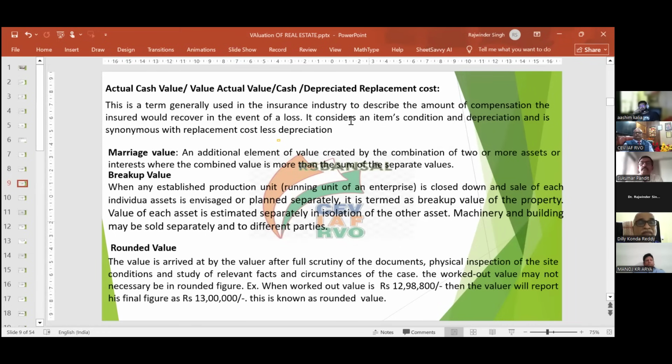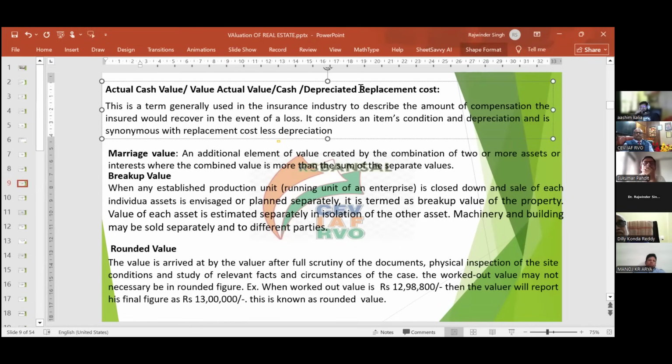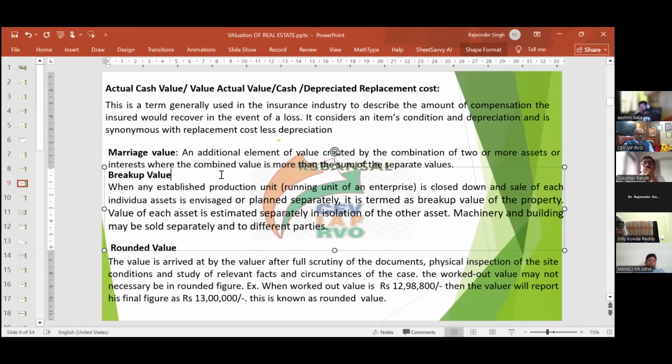So we will discuss the replacement cost in the coming slides. As of now, we will be considering the marriage value. Marriage value is also called synergic value.